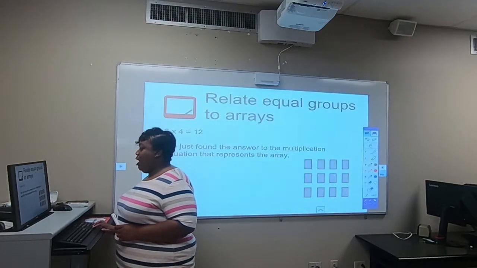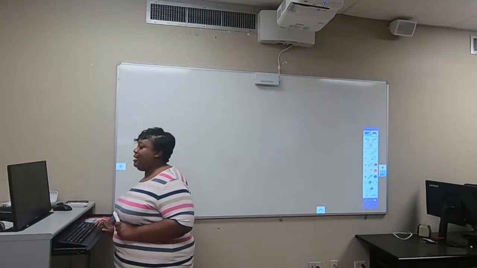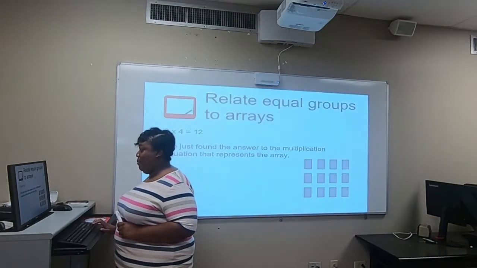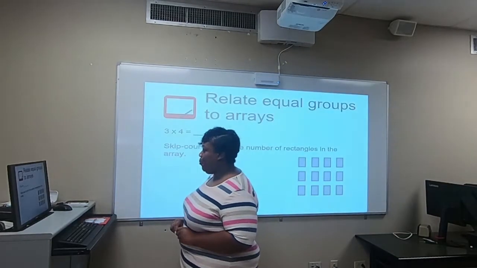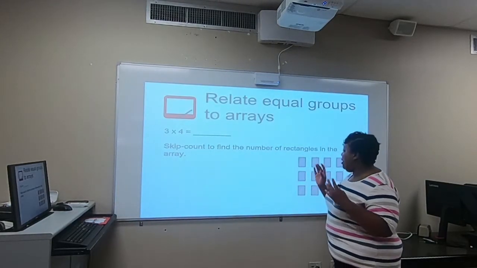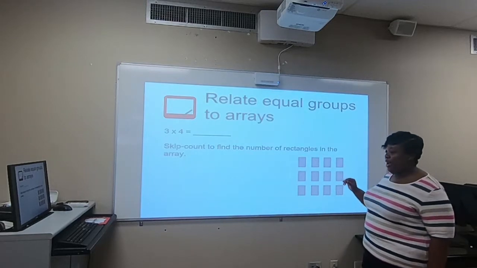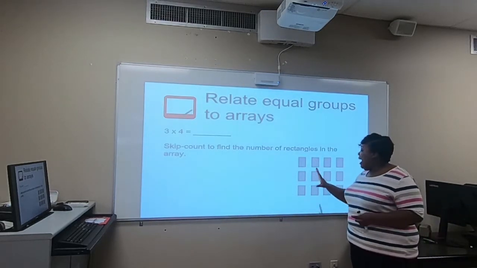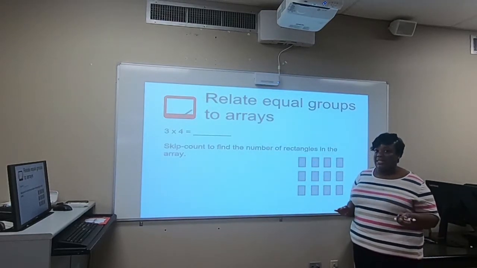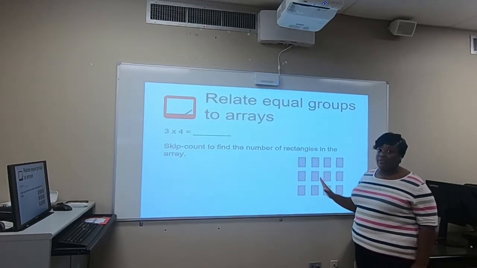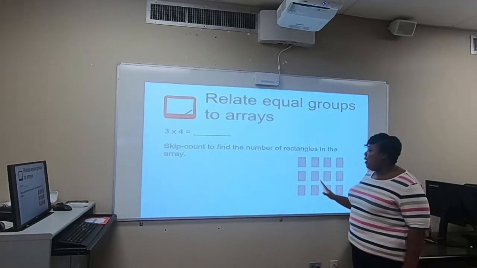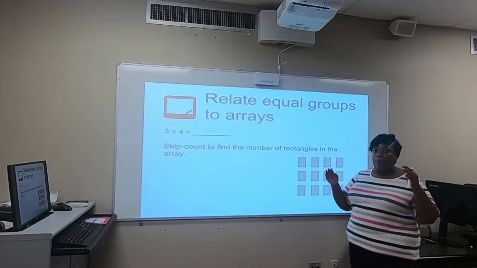Now, another way we can find the total is to skip count, boys and girls. So the first way I did it, I just counted all the rectangles. But I can also skip count by the size of the group. What is the size of the group here? It's 4. So you guys, let's count by 4s.